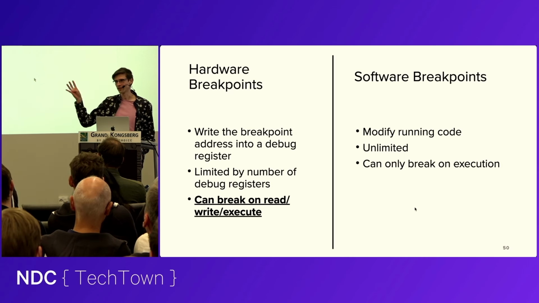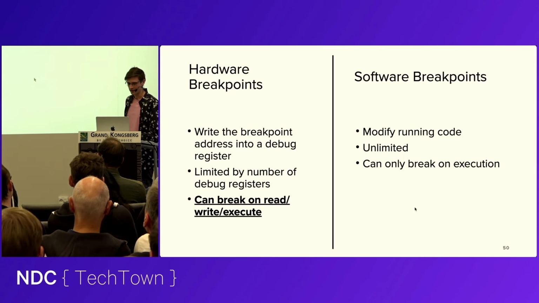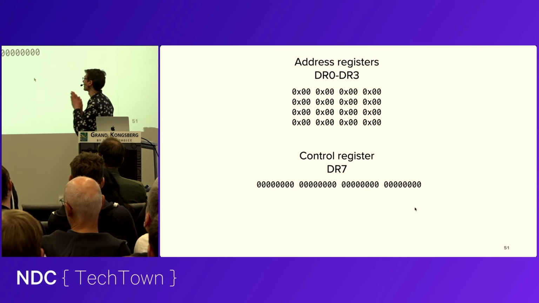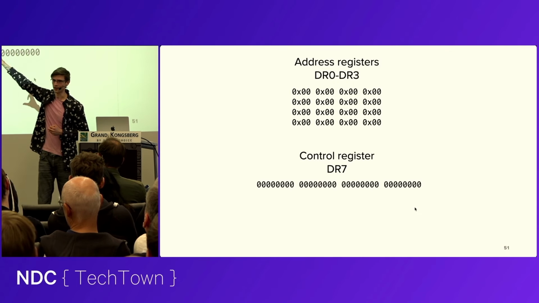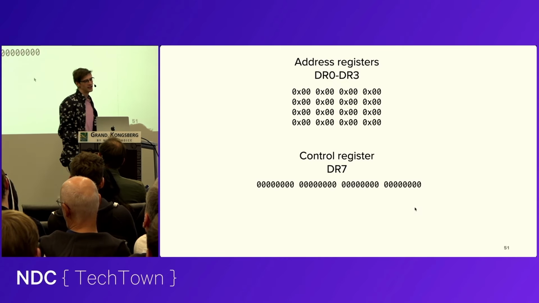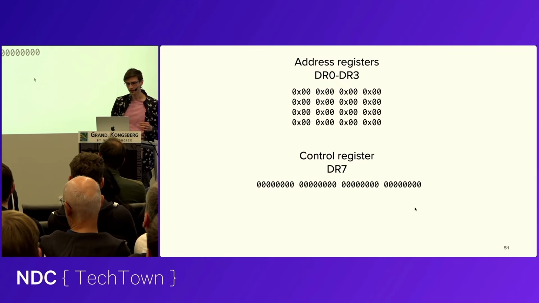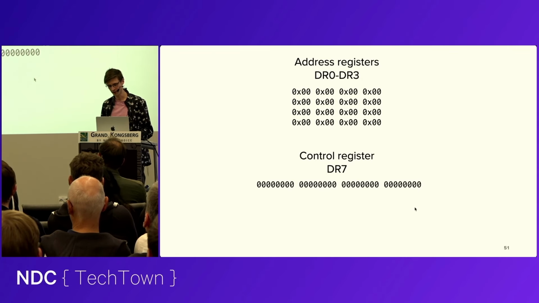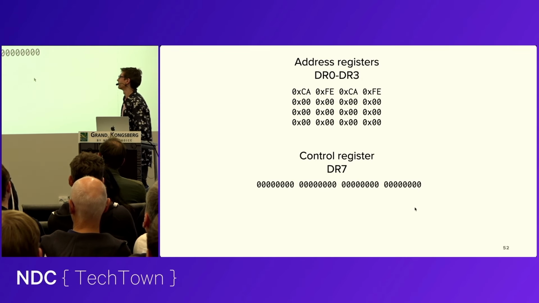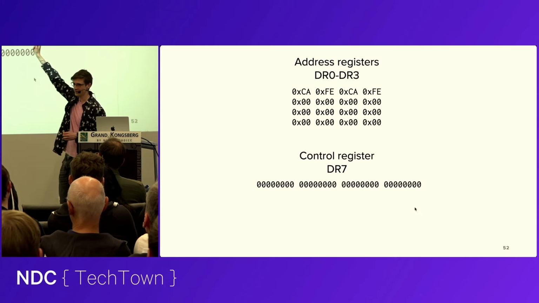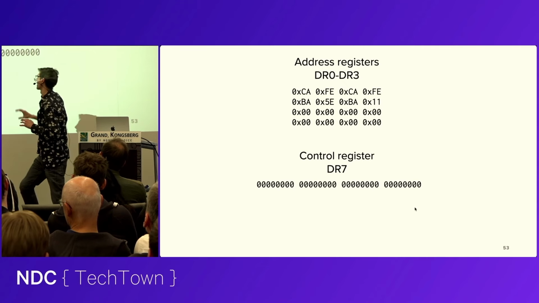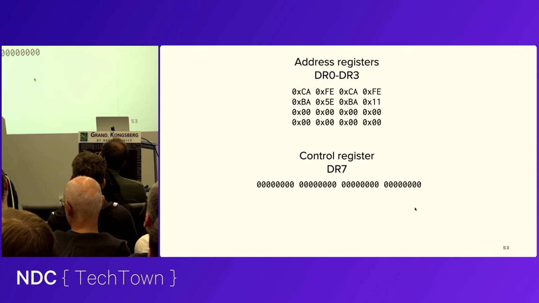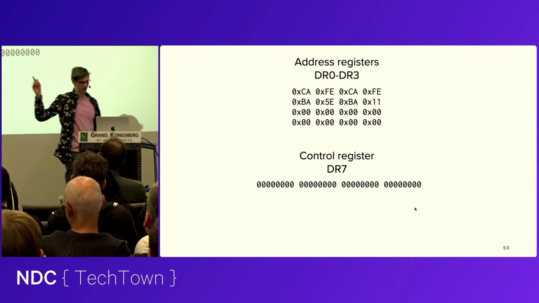I mentioned that x64 has 4 debug registers. It looks kind of like this. We've got our 4 address registers, which can store addresses of places to set breakpoints. And then we have a control register. So say we want to set a breakpoint on address cafe, we would write that in there. Maybe we want to set one somewhere else. We write that in there. These are not currently enabled, because we haven't done anything with our control register yet. We're just getting set up.